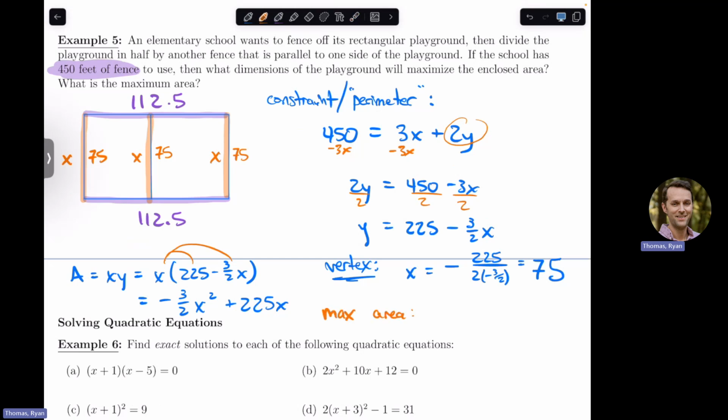The maximum area is just 75 times 112.5, which is something.